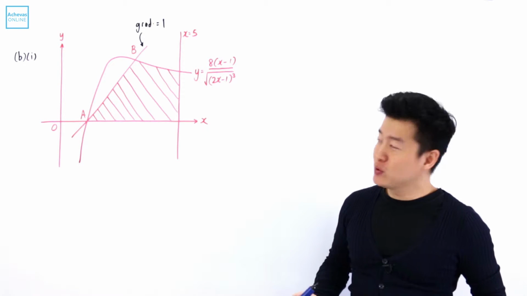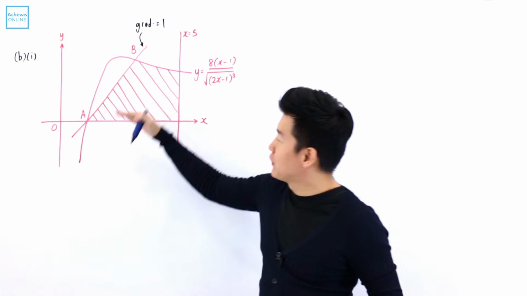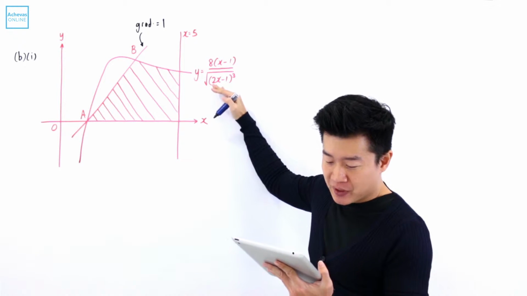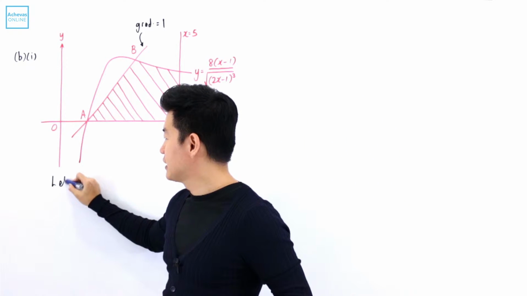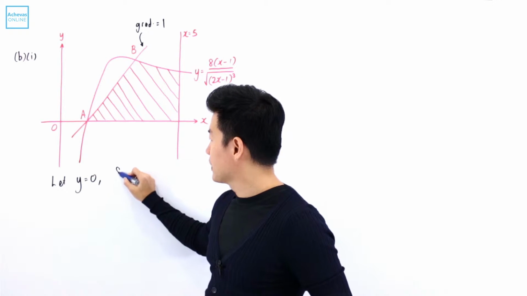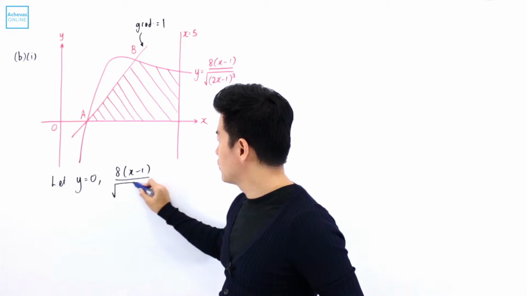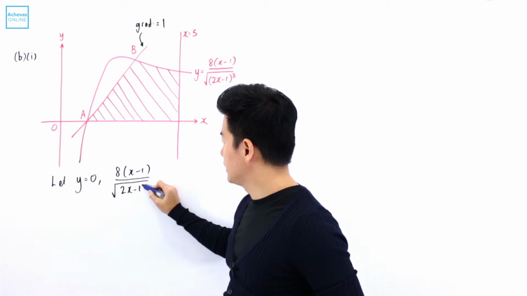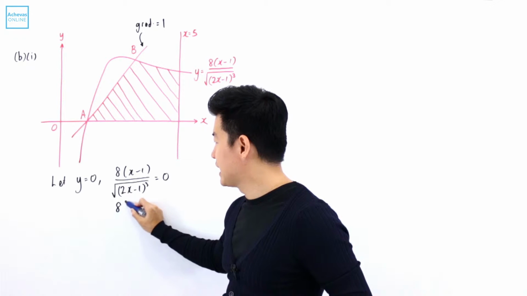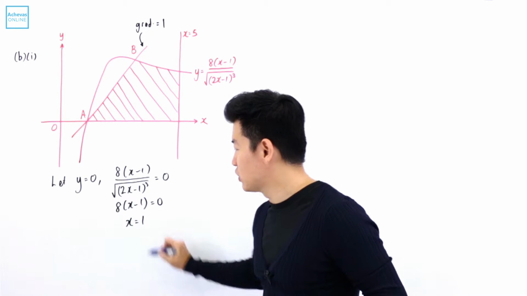But the first thing that I can do is find the coordinates of A, because A is where the curve cuts the x-axis. That is when y is equal to 0. So for this curve, let us make y equal to 0, which means that 8x minus 1 divided by square root of (2x minus 1) to the power of 3 is equal to 0. This simply means that 8x minus 1 must be equal to 0, so x must be equal to 1.